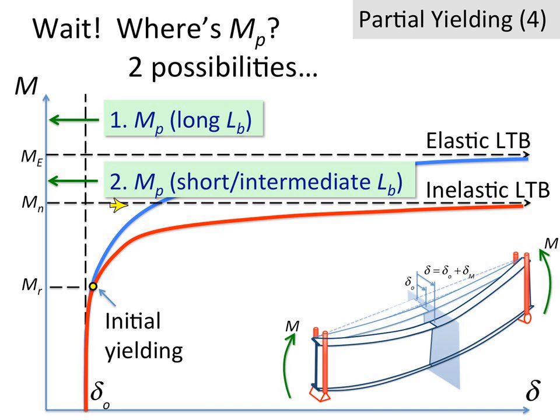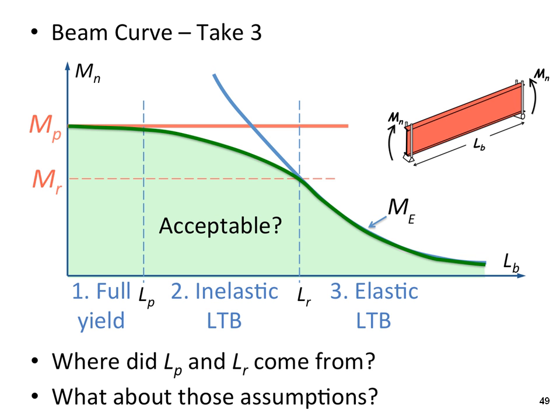And I'm going to try to show that to you in the next slide here when we plot up a moment curve. So here we go, our third take at a beam curve. Things have really come together now. We've got full plastic moment capacity. We have the elastic critical moment. Now, we didn't reduce it to account for any initial imperfections, so we're going to stick with that. But somewhere in between here, we're going to go with a transition from the full plastic moment to the elastic buckling moment, and we're going to call that the inelastic lateral torsional buckling moment.